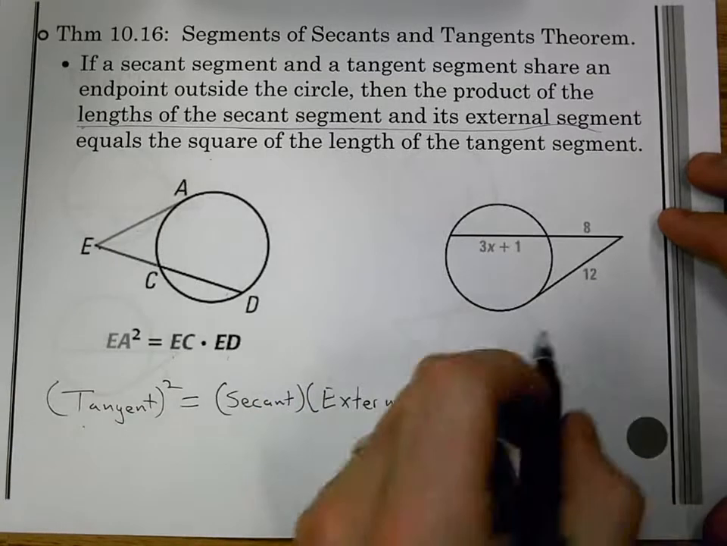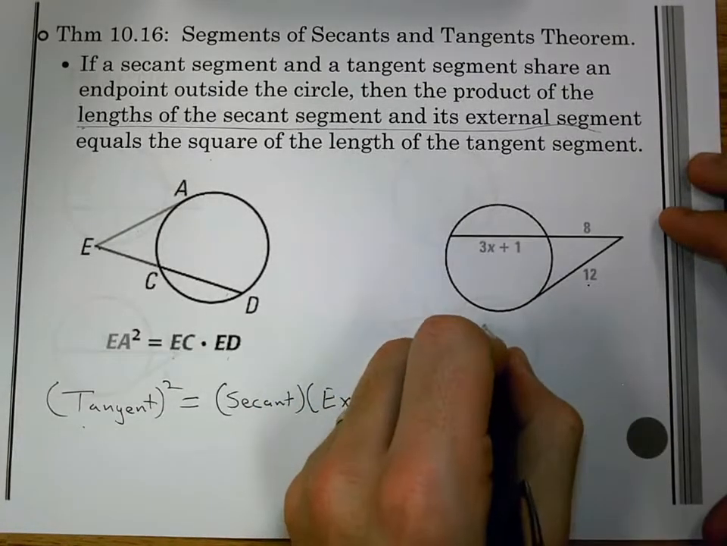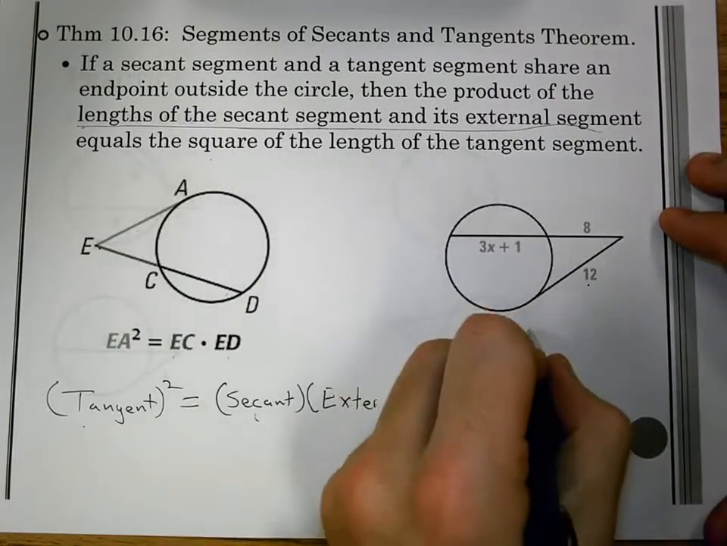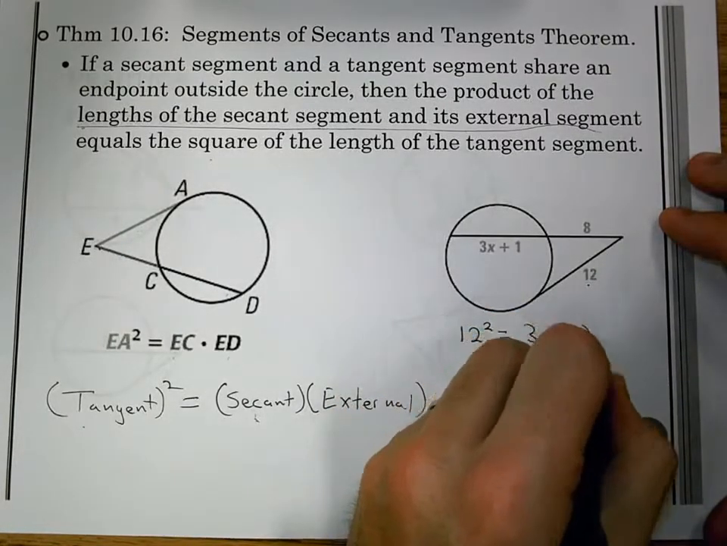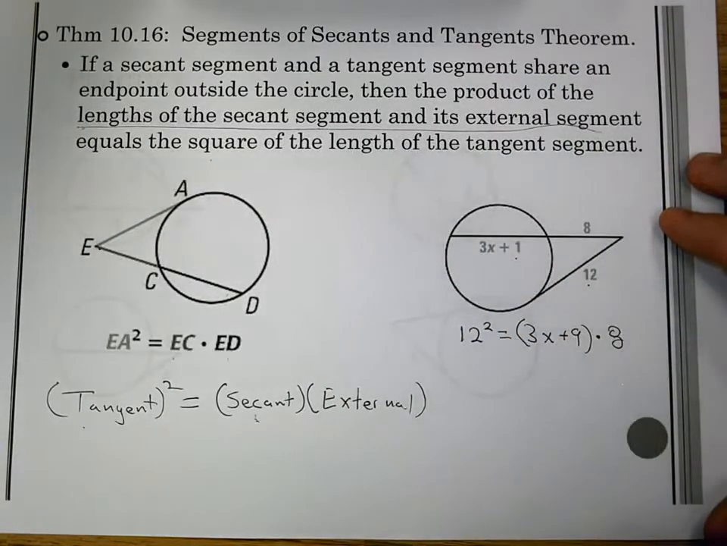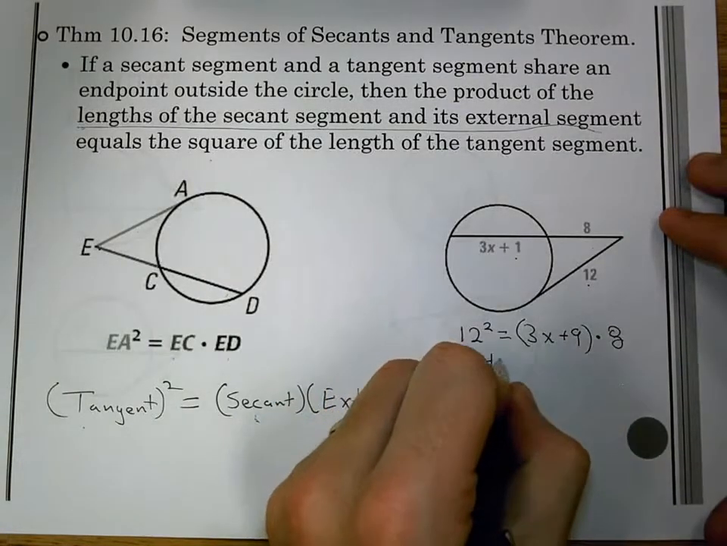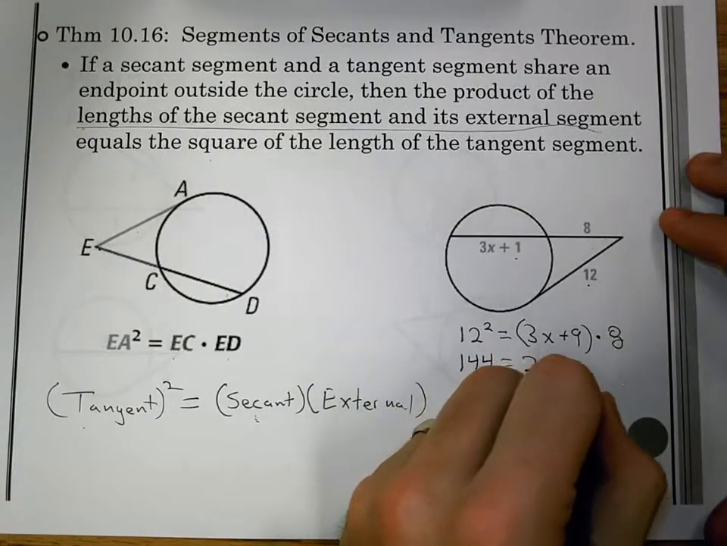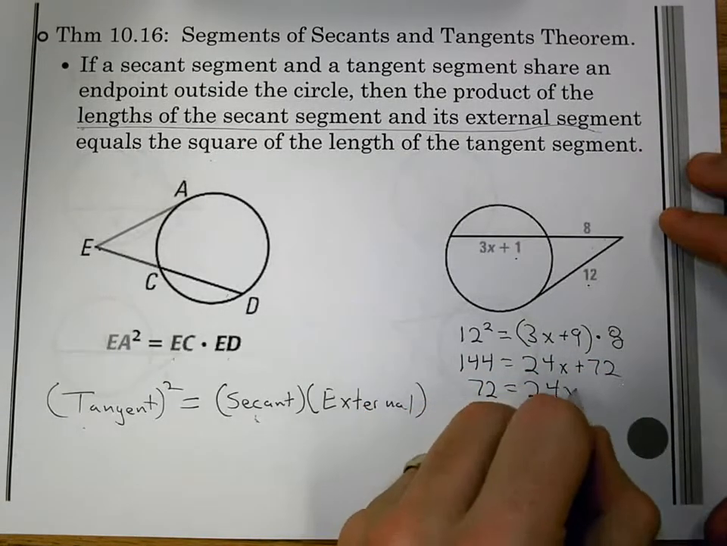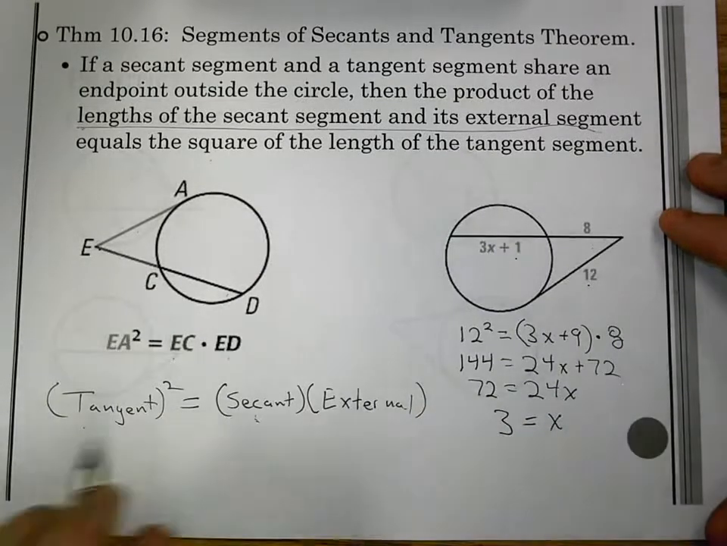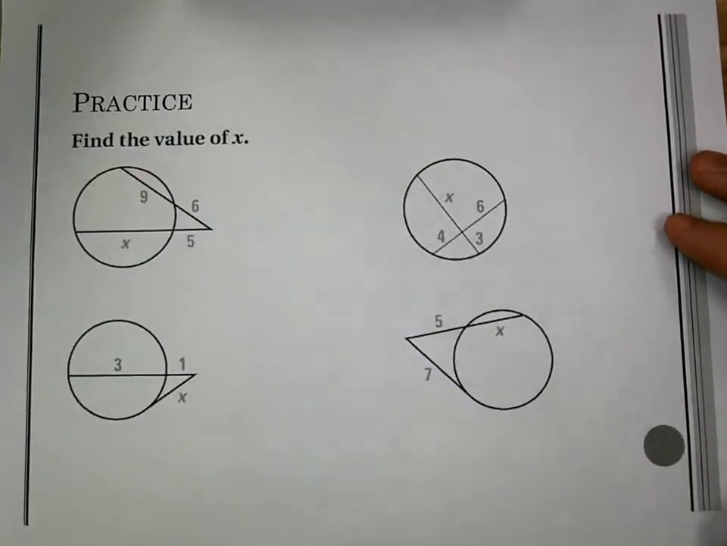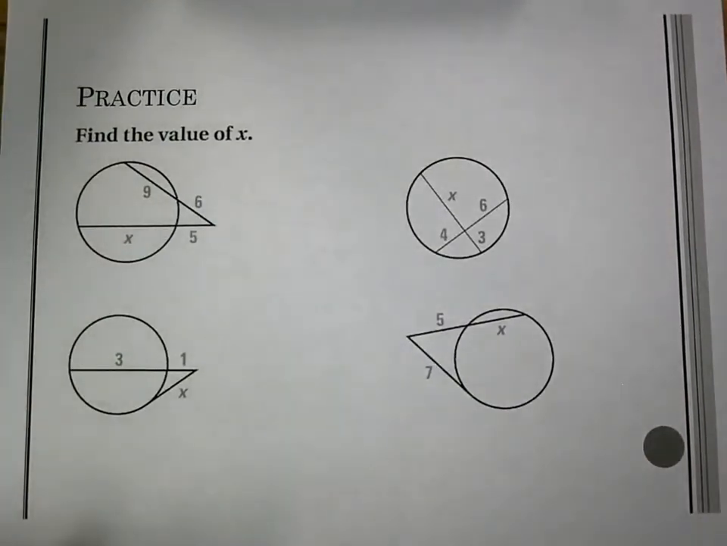So we look at our example. Tangent's 12, so 12 squared equals, I need the entire length, the whole secant, which is 3x plus 9, because I just added 1 and 8, times the external, which is 8. It gives me 144 equals 24x plus 72. Subtract 72, and I happen to get 72 equals 24x, and x is 3. So let's put them all together and start to identify them as we go through and solve them.